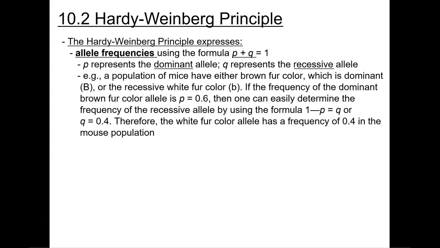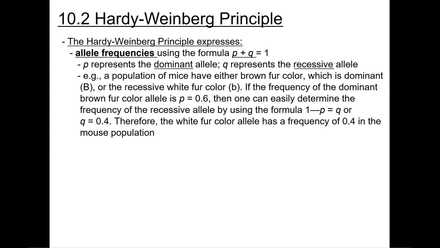So with the Hardy-Weinberg principle, you're going to have allele frequencies using the formula p + q = 1. p is going to represent the dominant allele. q is going to represent the recessive allele. So an example is going to be a population of mice that have either brown fur color, which is going to be dominant, or big B, or the recessive white fur color, which is going to be lowercase b. The frequency of the dominant brown fur color allele is going to be p = 0.6.